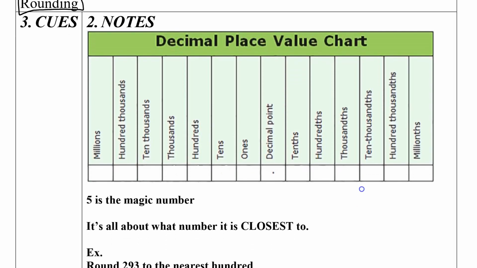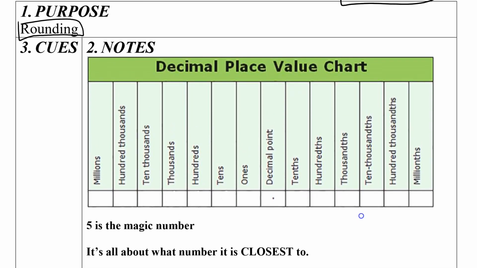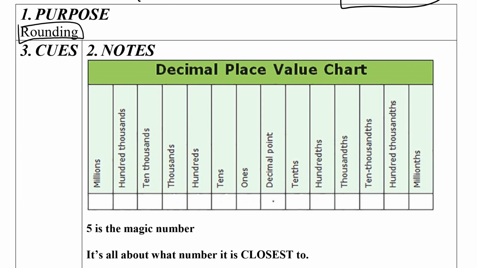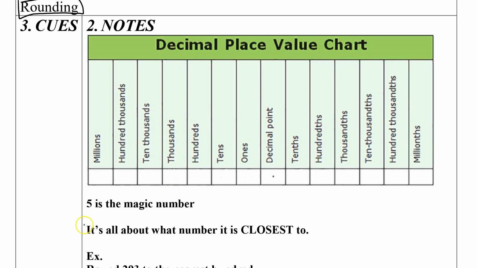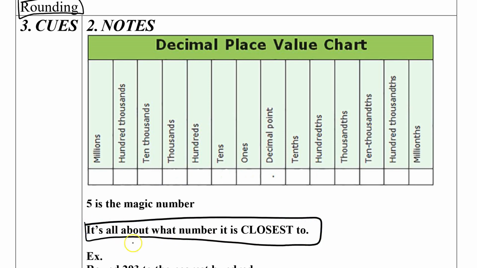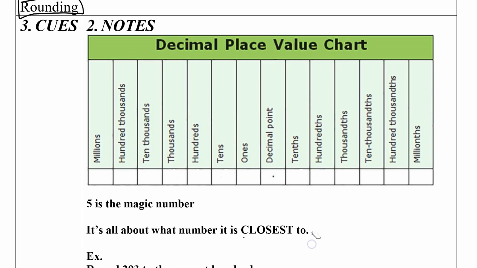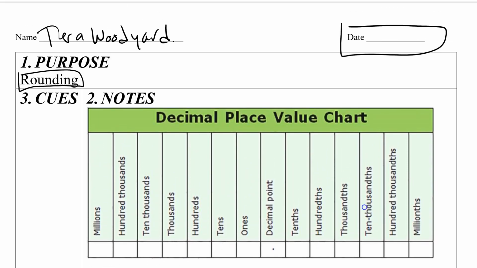Oftentimes when it comes to rounding, we kind of get dizzy because there are so many different rules about it. But what I want to do is take away all those rules and just focus on the fact that it's all about what number it's closest to. Now, before we go into rounding, it's going to be important to review what our decimal place values are.